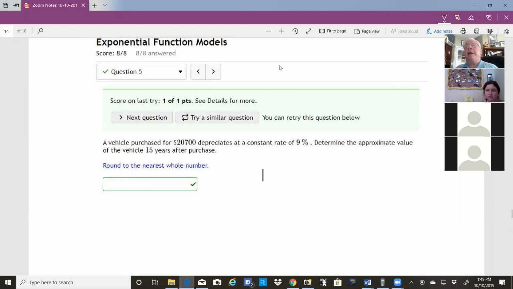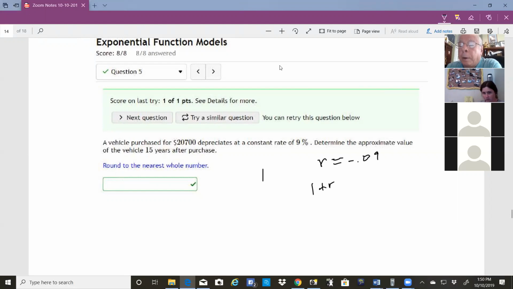One of the things that goes down is $1. Another thing that goes down is the value of a vehicle that you may purchase new, and it may depreciate at a certain rate. In this case, we're talking about a $20,700 vehicle when it's new, going down at 9%. So R is minus 0.09. So 1 plus R is 0.91.